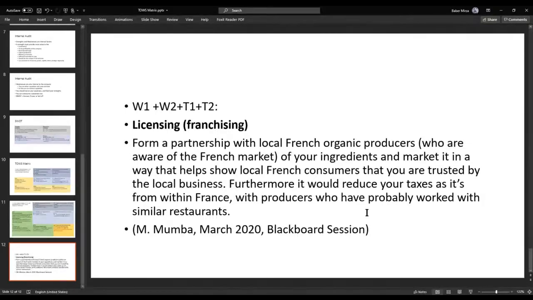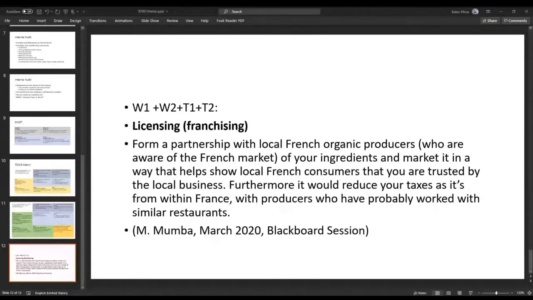So Maria combined two weaknesses and both the threats. And she said, form a partnership with local French organic producers who are aware of the French market. Very good. You're not aware of the French market. So go to those licensees or franchisees who have market awareness of the customer, of the suppliers, distributors, retailers, and region-wise. Offer your ingredients and market in a way that helps your local French consumer that you're trusted by the local business. Furthermore, it would reduce your taxes and it's from within France. Very good. Tax reduction too. So it's an overall strategy with producers who have probably worked with similar restaurants.